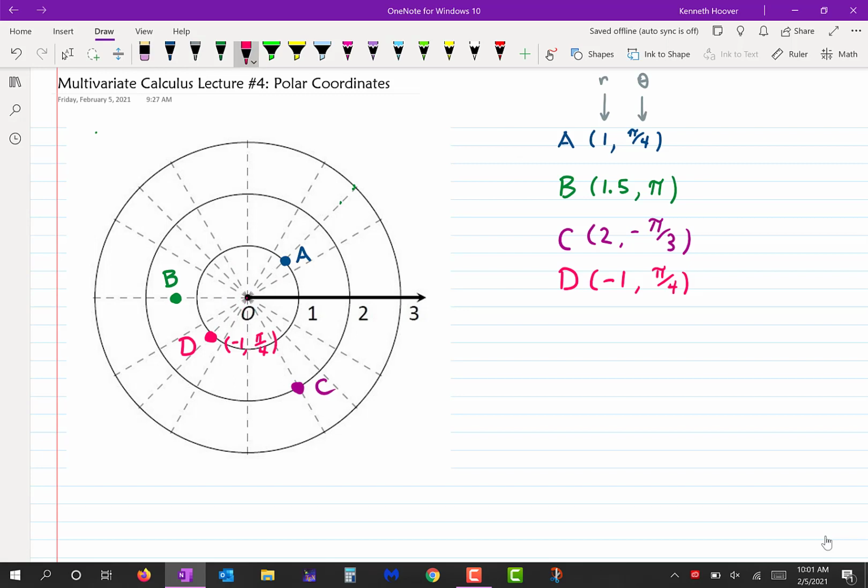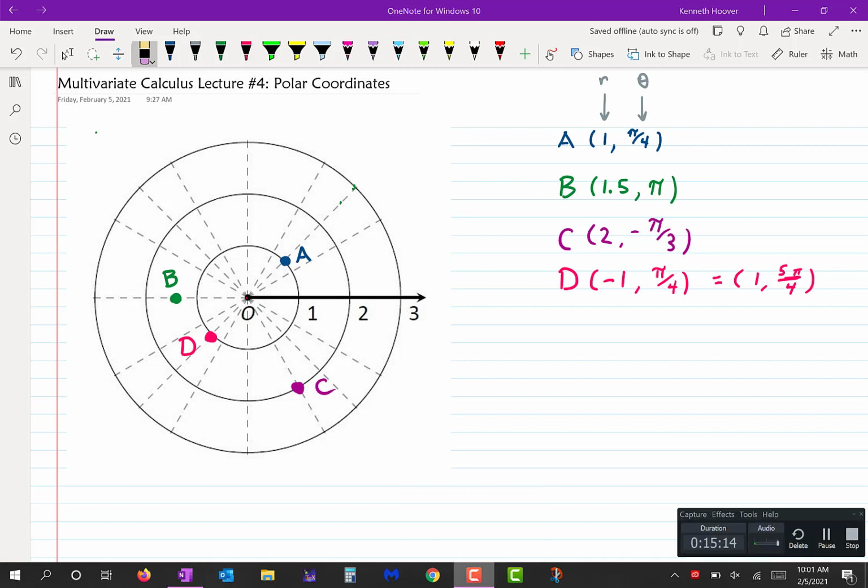Negative 1 comma pi over 4 is the same thing as positive 1 comma 5 pi over 4. And of course you could also add any multiple of 2 pi to that angular coordinate and you'd end up at the same point. Okay, so that's interesting. You got to be a little bit careful about that. Alright, so that's plotting points. Now let's practice plotting some equations in polar coordinates.